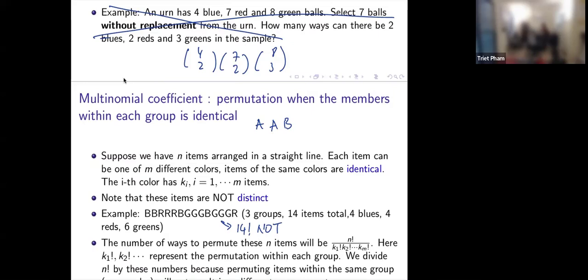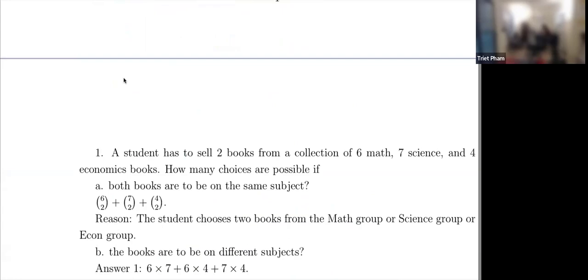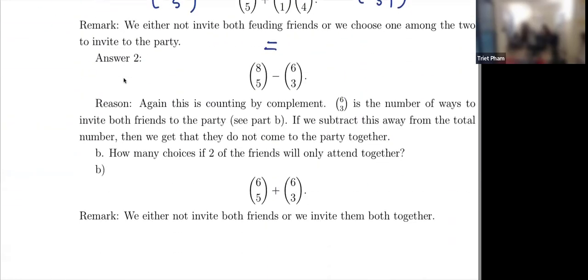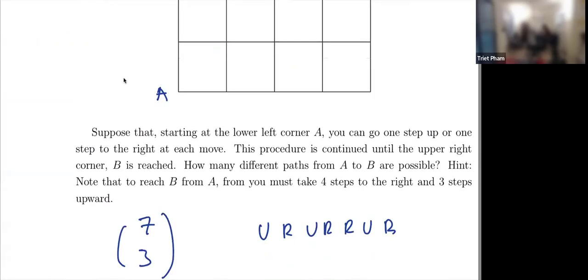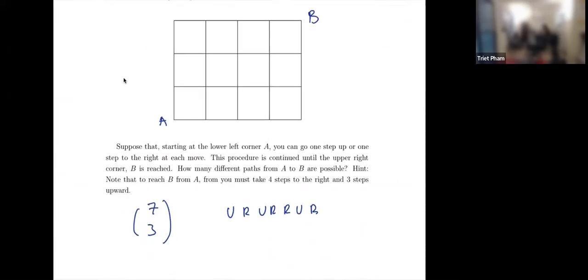But this actually should look suspiciously similar to the sequence of paths that we look at here. This exactly has that flavor, where you have the sequence of U's and R's, and you can permute the U's and R's, but the U's are identical, and the R's are identical.